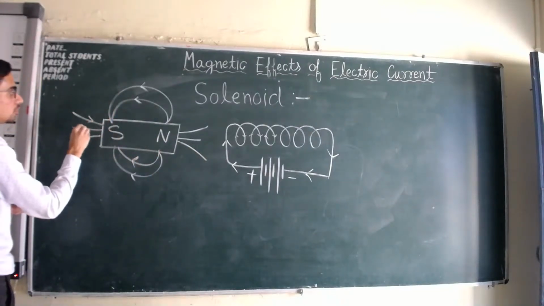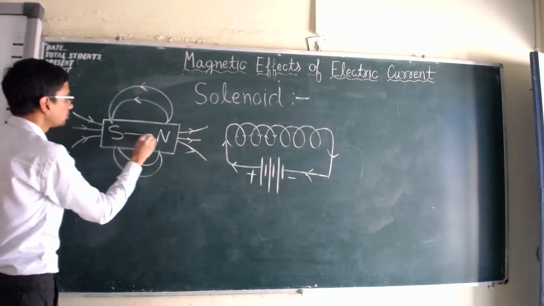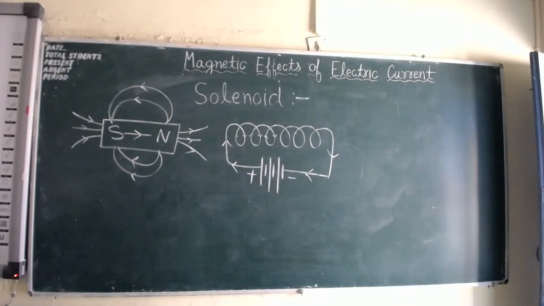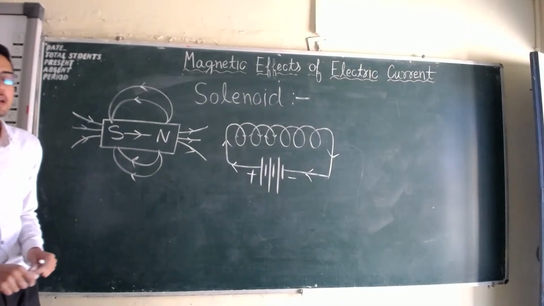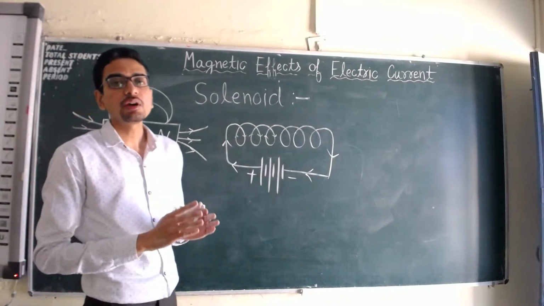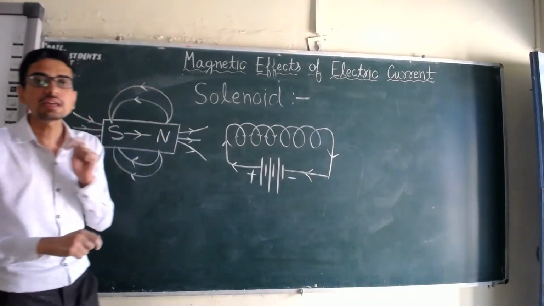Entering to south pole and moving away from north. That's how we draw the magnetic field lines around the bar magnet. Same आपको draw करना है, but for that you have to find out कि solenoid में कौन सा पोल नॉर्थ है और कौन सा पोल साउथ है.